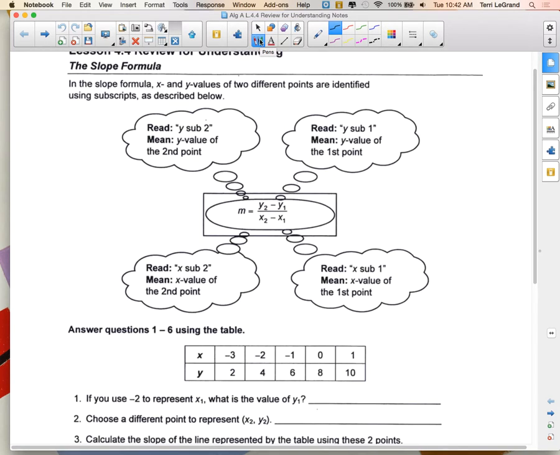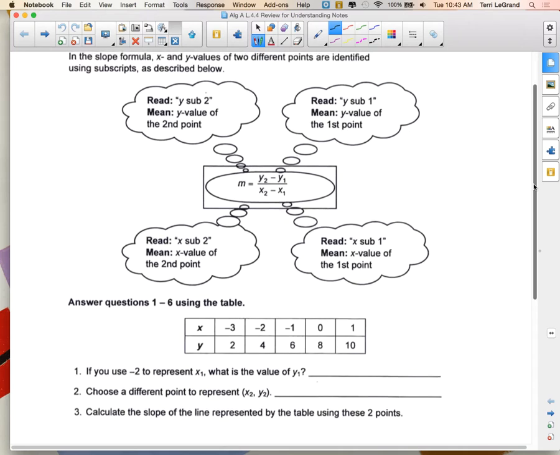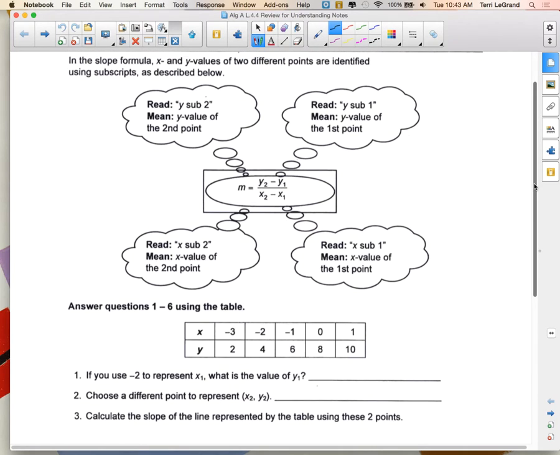The learning goal that we had yesterday: I can find the slope of a line using the slope formula. Well, up here, I put this into our review for understanding notes because I think it's really important that first of all, you know how to read the parts of that slope formula properly.